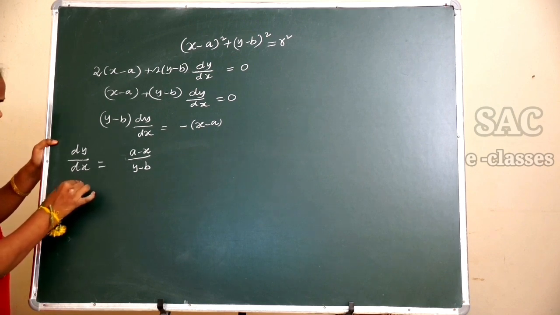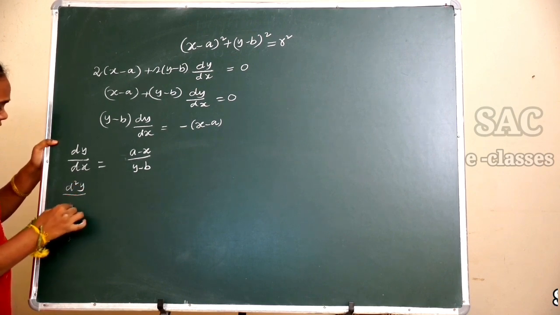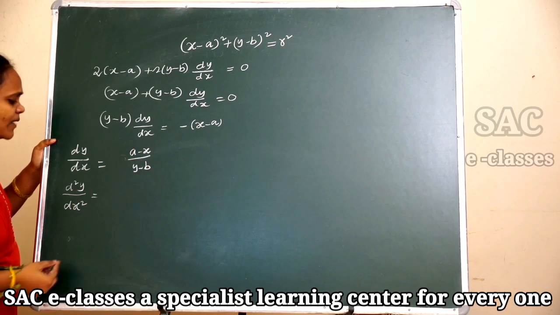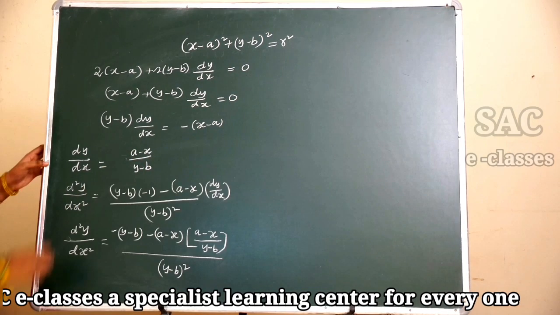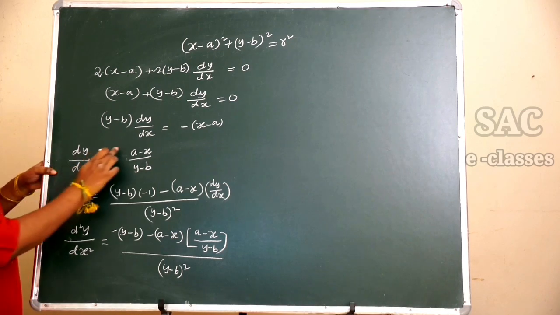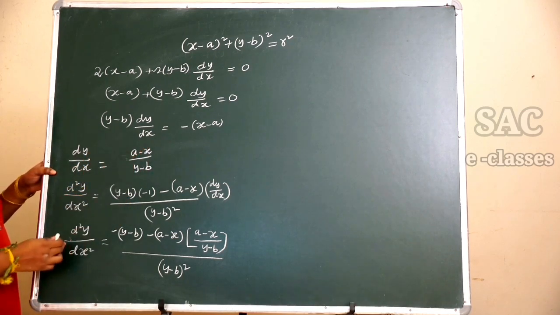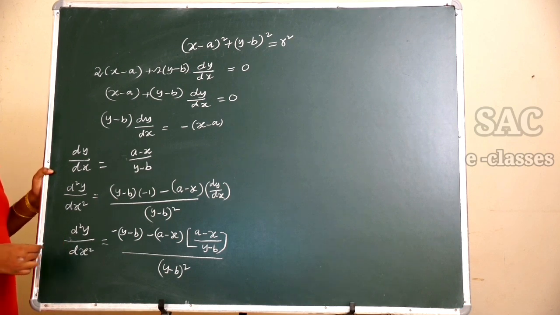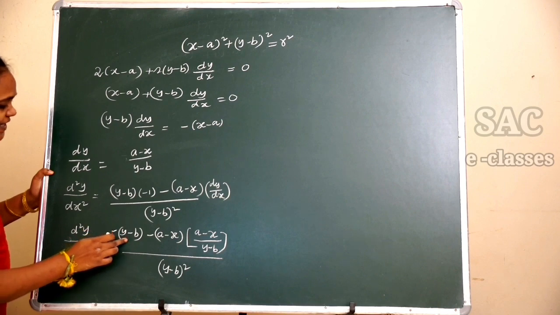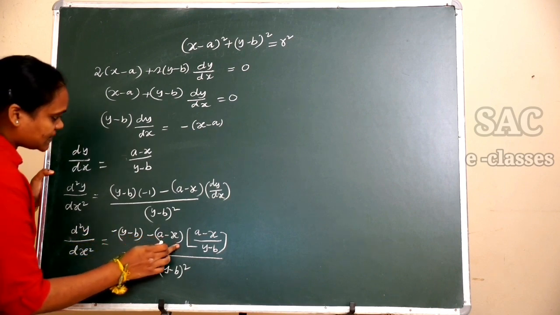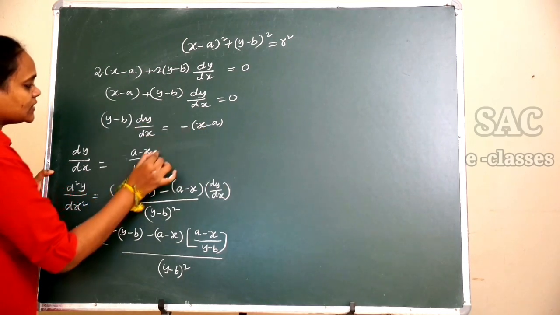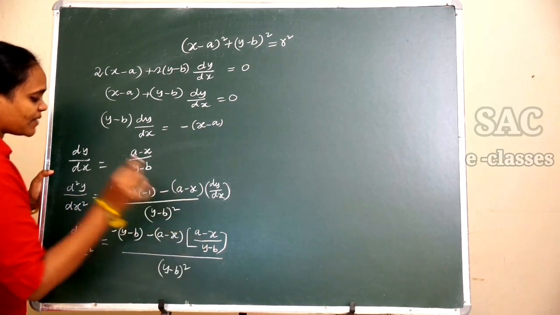Now, let me find out the second derivative of the given with the help of the u by v formula. Now, I have found the second derivative of dy by dx, a minus x by y minus b, with the help of the u by v formula. I got y minus b minus a minus x into, I have used the dy by dx value here, a minus x by y minus b.